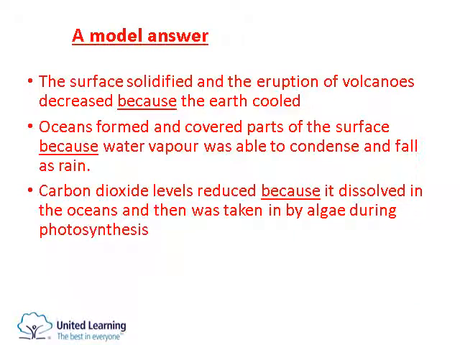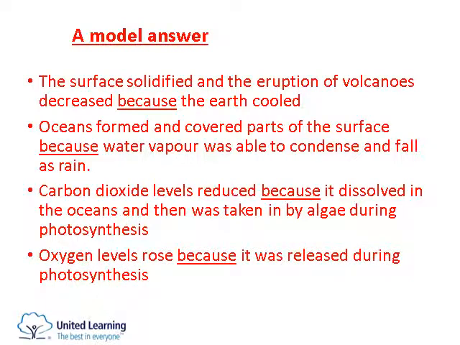Notice how I'm using the word because constantly, because that demonstrates that I'm explaining why. So carbon dioxide levels reduced, description, because it dissolved into oceans and was taken into limestone. You can also talk about fossil fuels. And it was also taken in by algae during photosynthesis. So that's my explanation. So oxygen levels rose because it was released during photosynthesis. So oxygen levels rose, description. My explanation is it was released during photosynthesis.